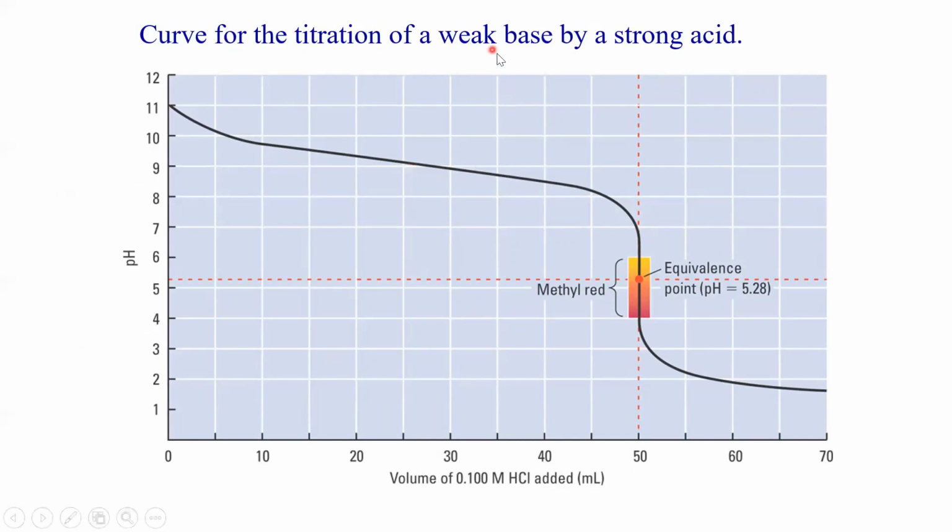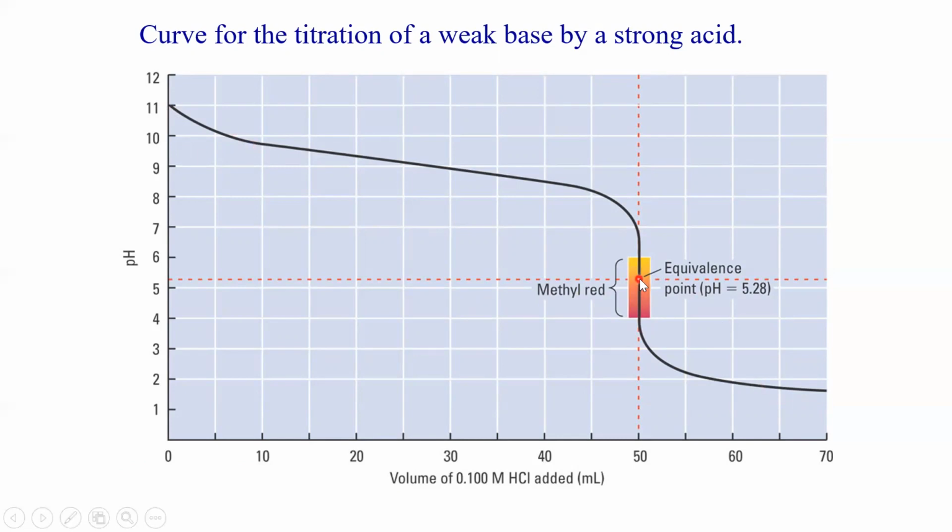We're going to look at a weak base being titrated with a strong acid. So now the x-axis here is the volume of hydrochloric acid that's added. That means we're going to start with the weak base up here. And as we add acid, we're going to see what happens to the pH. Now, it essentially is the flip of what we had when we had a strong base, weak acid. We're just starting up high and going down low.